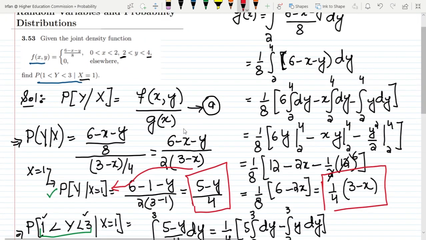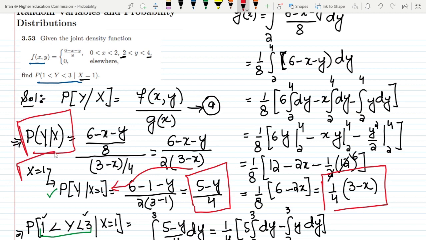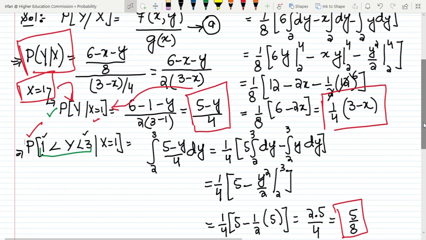So what was the essence here? First we found the probability of y given x, then putting the value of x equal to 1, we found the value for x, and then at the end we found the values for the ranges of y, and that is basically found by integrating the values we found from the given ranges.